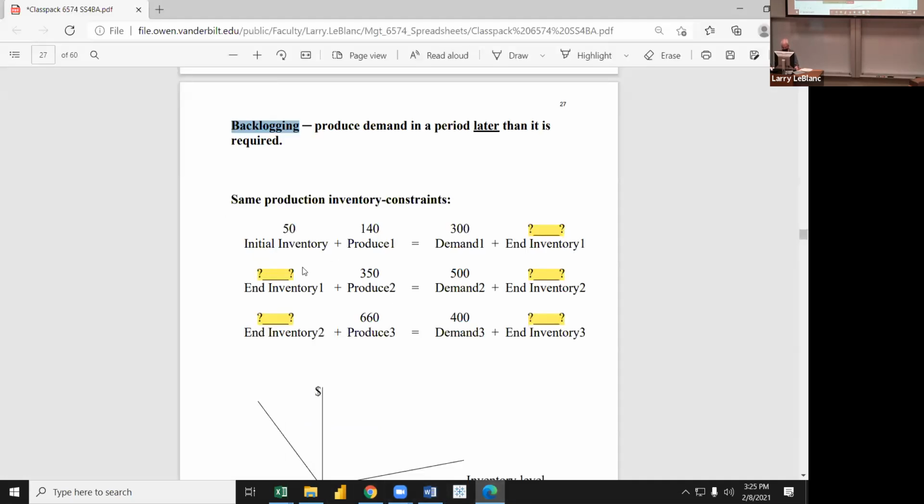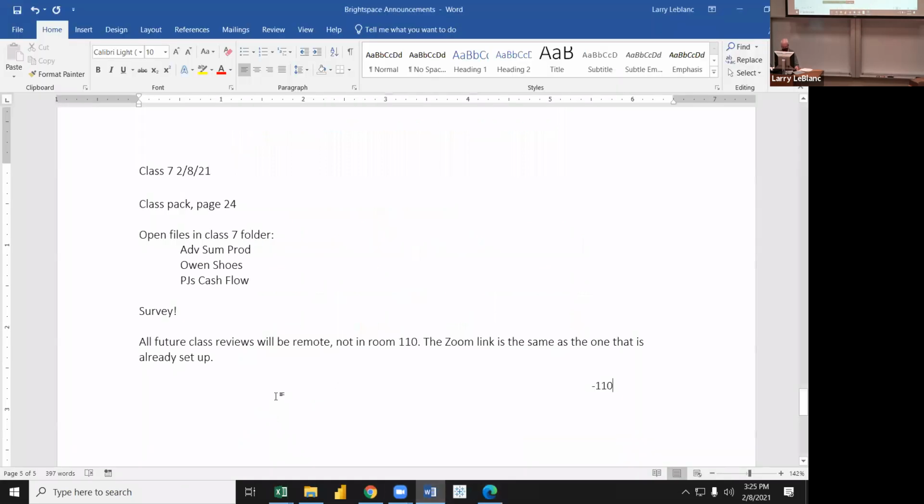Let's go back to the class pack. The very same thing, minus 110 plus 350 is 240. 240 equals 500 plus what? We're going to need to do this in Excel. Minus 260. Minus 260. I think I heard you say.